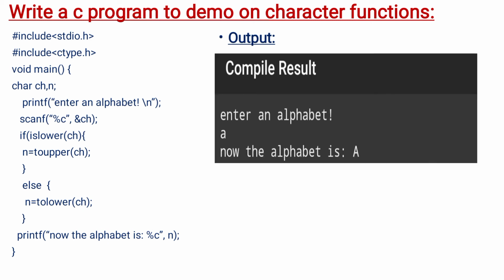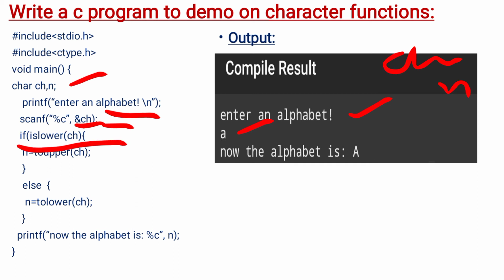This is the first output. Let's see. Here two variables I am creating, one is ch and another one is n variable. So here it is asking enter an alphabet. Now we are going to enter an alphabet. I just entered small letter a. Whatever the value is entered, that is read by the scanf function and it is stored in ch variable. So now the lowercase a is stored in ch variable.